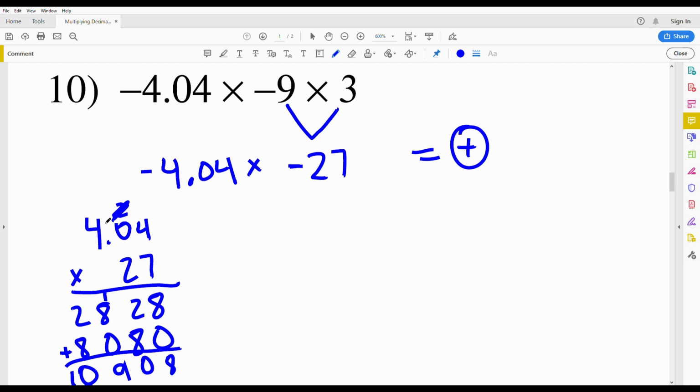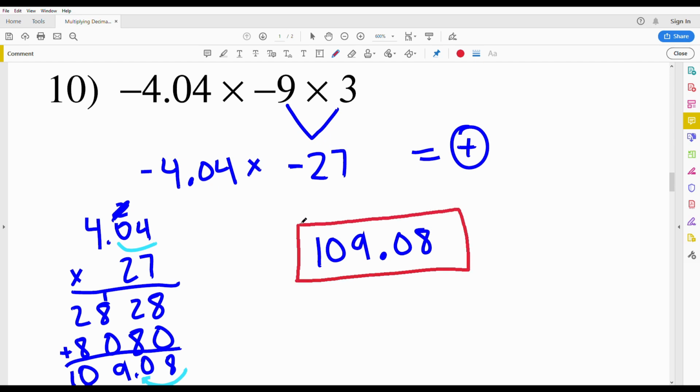So reasonably, thinking about this, if we took 4 as about 4 and 27, that's kind of hard to multiply by. Let's change that to a 25. We know that 4 times 25 gives us 100. So our answer should be around 100, which I think 109.08 suffices. But let's double check. We dealt with 2 decimal places in one number and 0 in the other number. So moving 2 decimal places, it checks out. So we'll have 109 and 8 hundredths. 109.08. That's my solution in number 10.